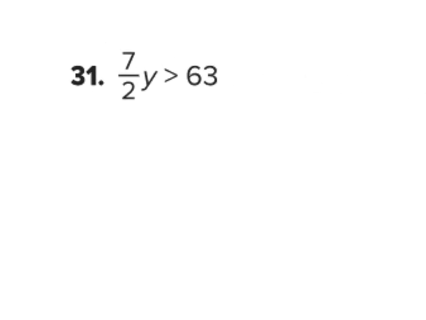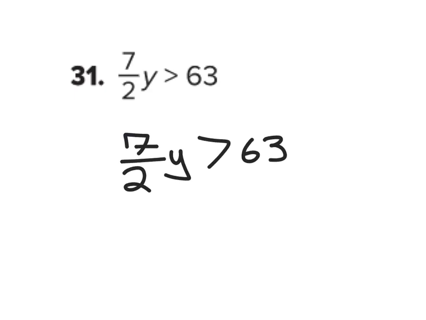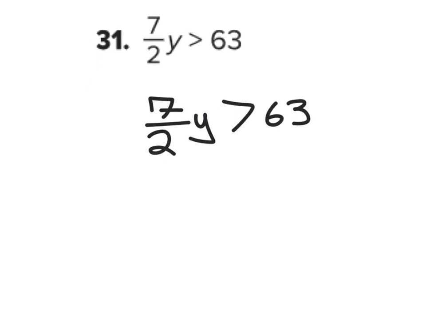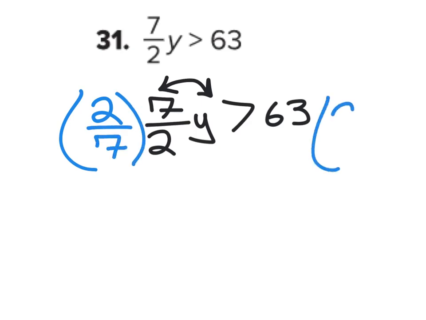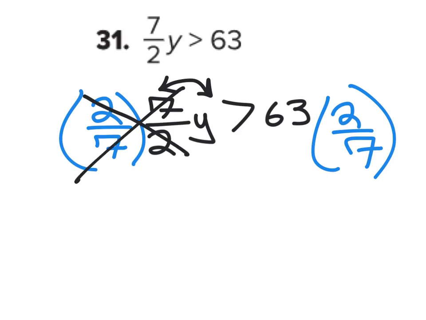So here I've got 7 over 2 times y is greater than 63. So I want to get the y by itself. So to undo this multiplication, I'm going to multiply each side of my inequality by the reciprocal, which is 2 over 7. Okay, to undo multiplication with a fraction, we multiply by the reciprocal. My 2 divided by 2 is 1. My 7 divided by 7 is 1, so I'm left with y is greater than, and then I have to work on my right side. So 63 is the same as 63 over 1.